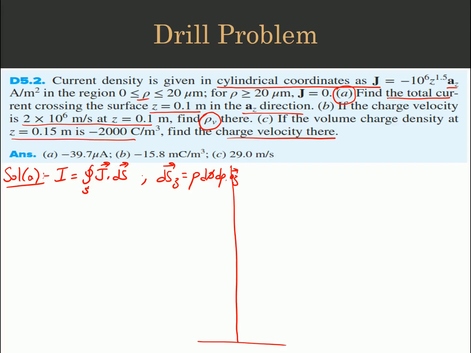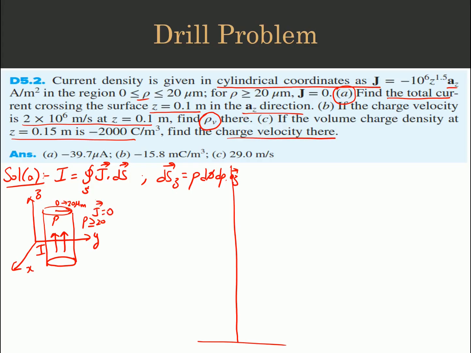And what are we having? If we draw this for better visualization, this is our y, this is our x, this is our z. We can say that our cylinder is something like this, where this is our rho and it is from 0 to 20 micrometer. The current is moving in the upward direction along az, and if the rho value is greater than 20, then in this case the current density is 0.